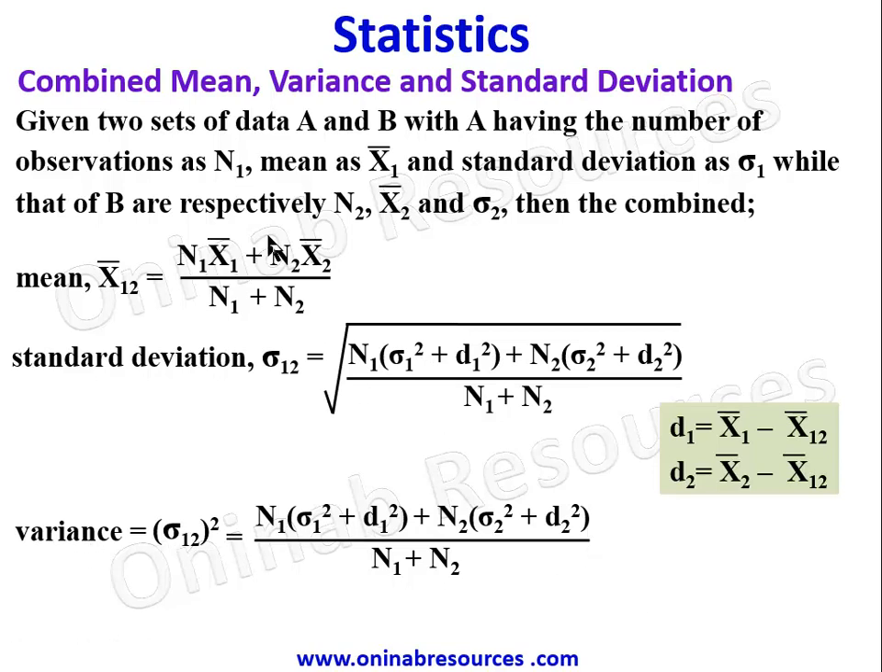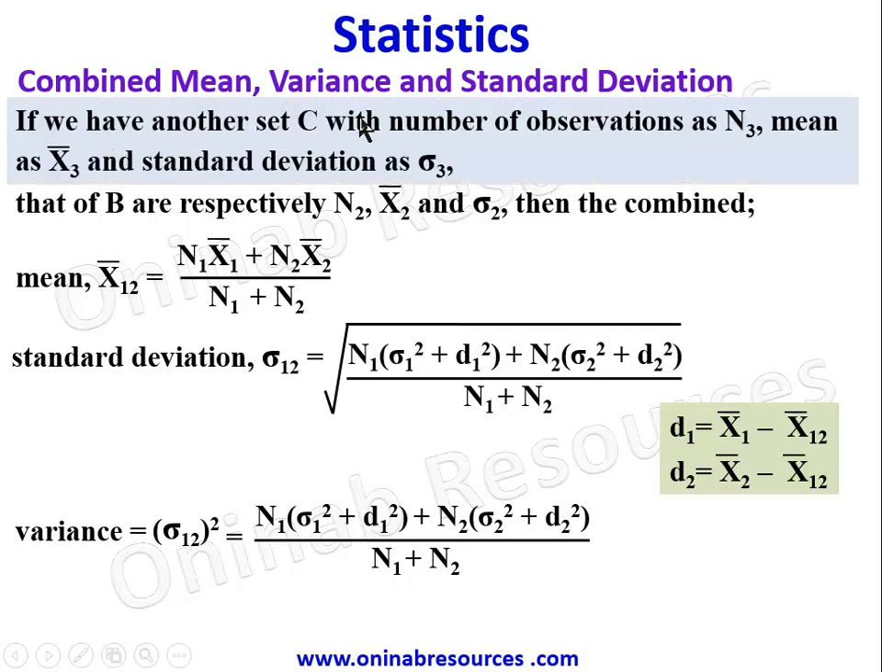We'll be looking at also if we have another set C with number of observations as N3, mean as X3 bar, and standard deviation as sigma 3. We can now find the combined mean as just attach plus N3 X3 bar to this, then over N1 plus N2, then plus N3. That will give you the combined mean.